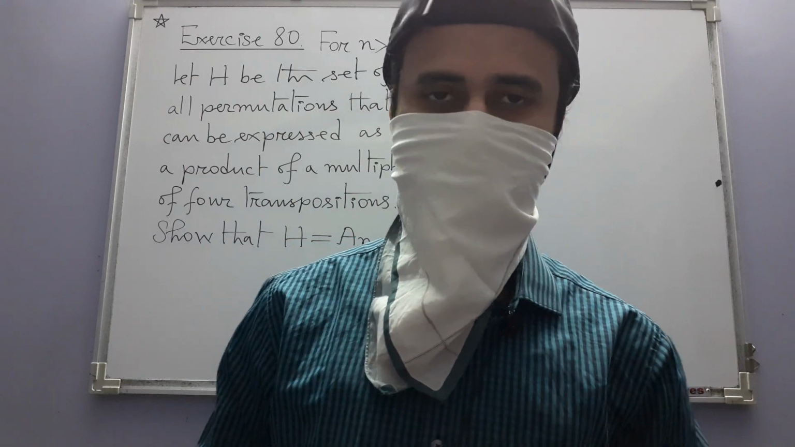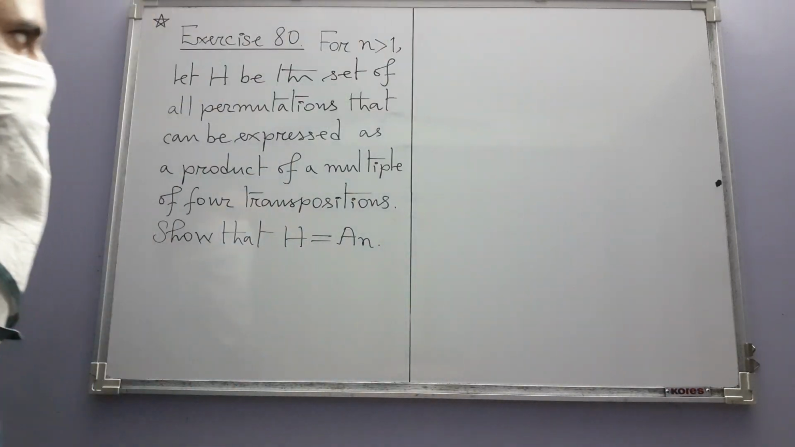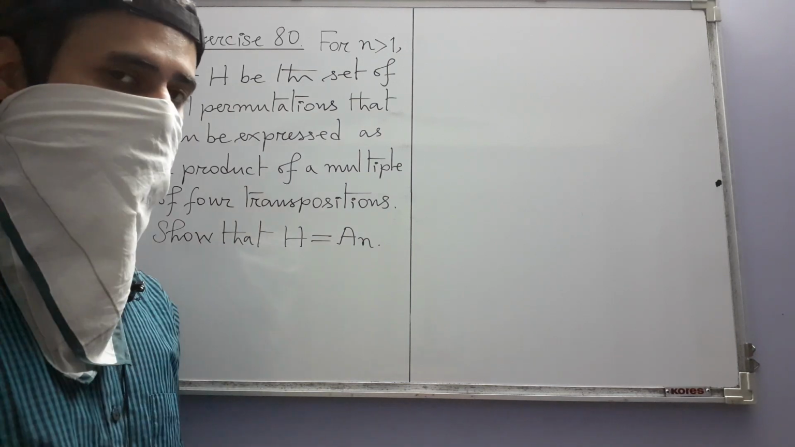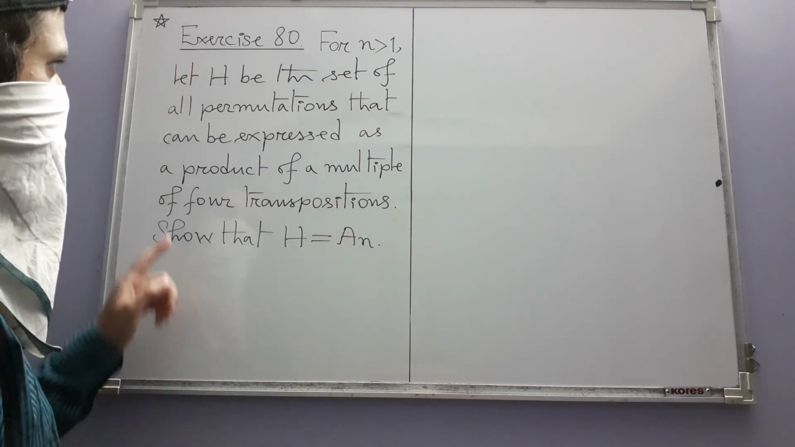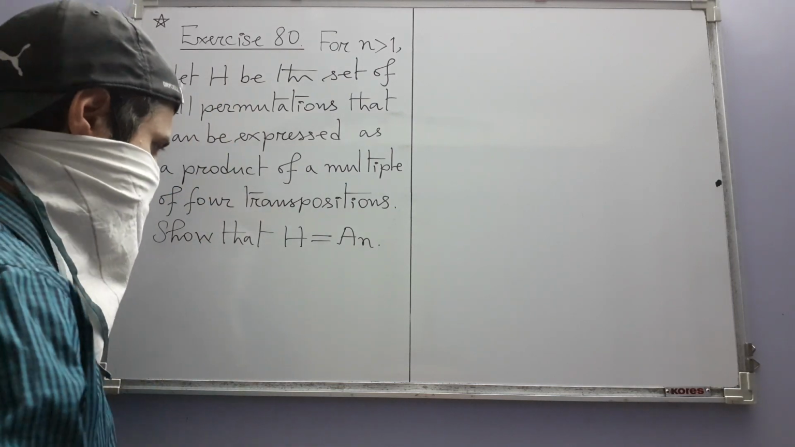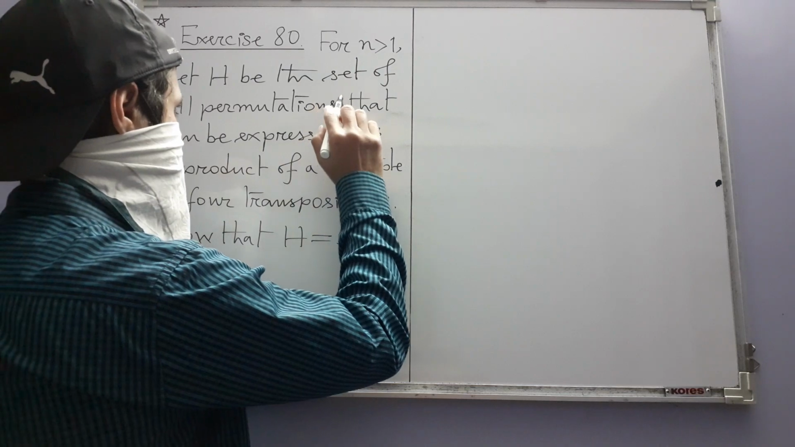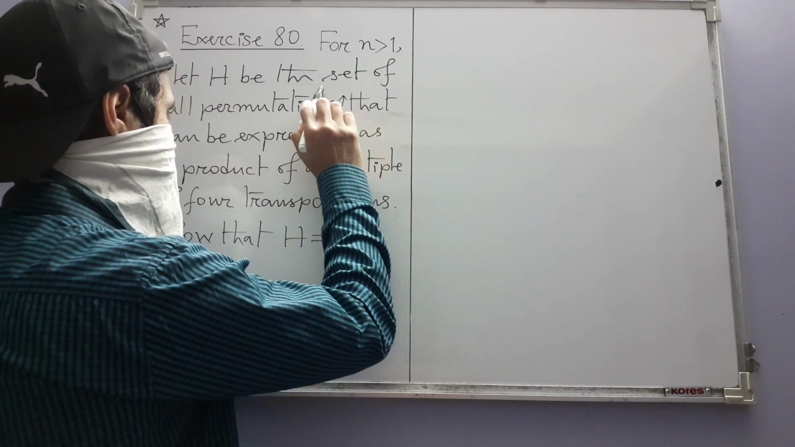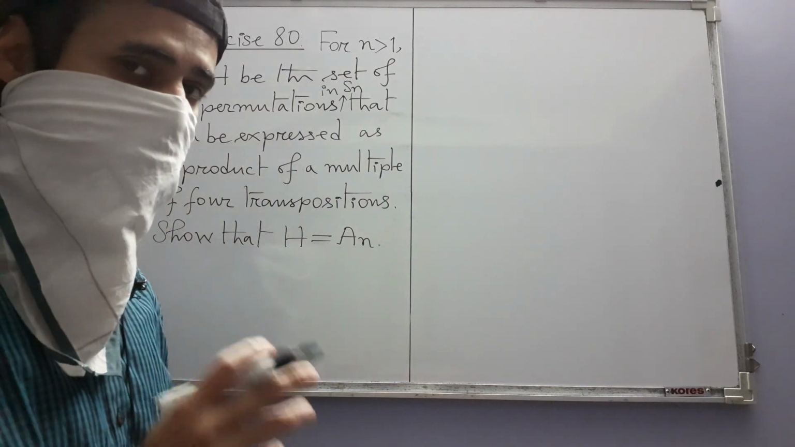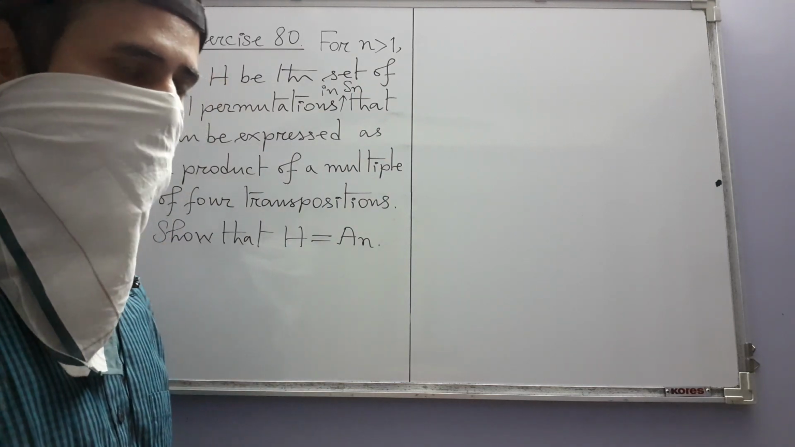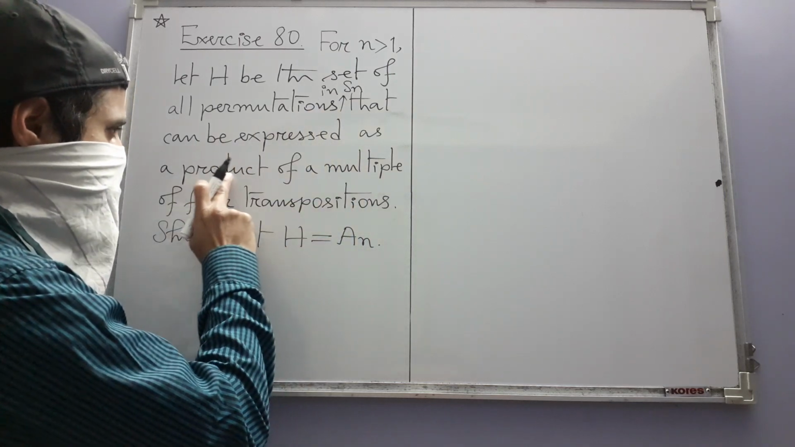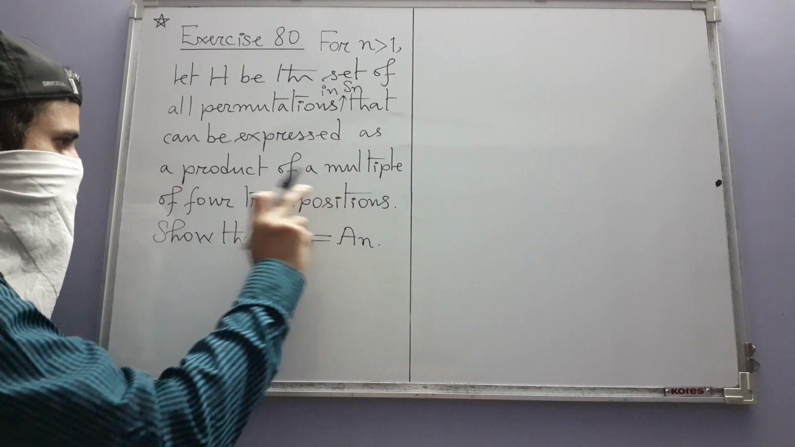Okay, so this next one is the 80th one. Here n is a positive integer greater than 1 and H denotes the set of permutations. I forgot to write this: in the symmetric group of degree n, Sn, H is the set of those permutations in Sn that can be expressed as a product of a multiple of 4 transpositions.